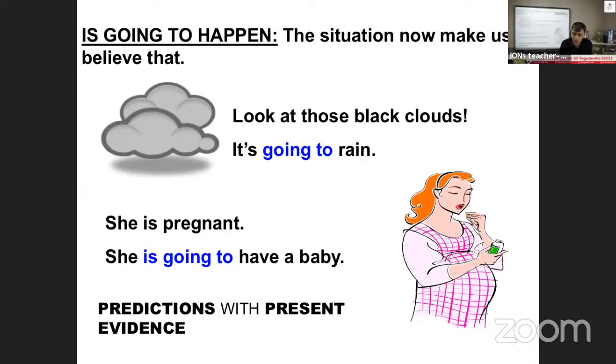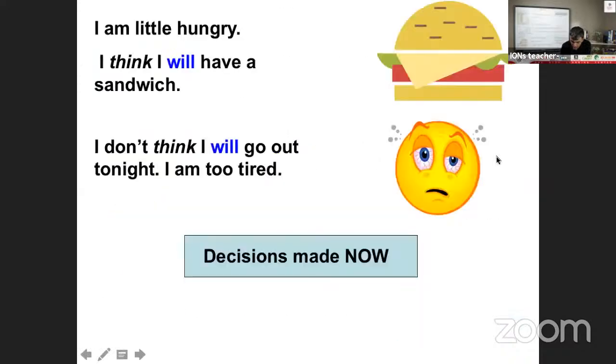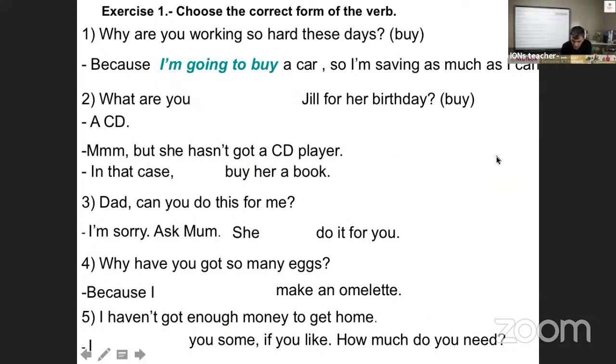So let's skip right over to the exercises, because otherwise you're going to be very bored after this. It might get only confusing. Yeah. I've given away three answers, and come on. Why are you working so hard these days? Because I'm going to buy a car, so I'm saving as much as I can.